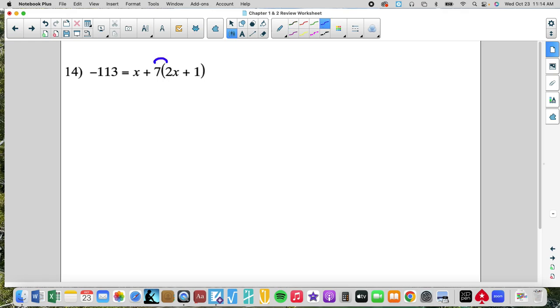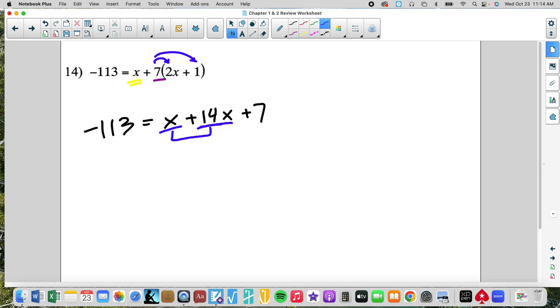Again, we have distribution that we have to do first. Negative 113 equals x. This stays by itself. It's unaffected. We're going to distribute the negative 7. So the x stays there, positive 7 times 2x is positive 14x. Positive 7 times 1 is positive 7. We're going to simplify like terms. These are like terms. Let's combine them. They're on the same side. That's 15x plus 7. We'll subtract 7.